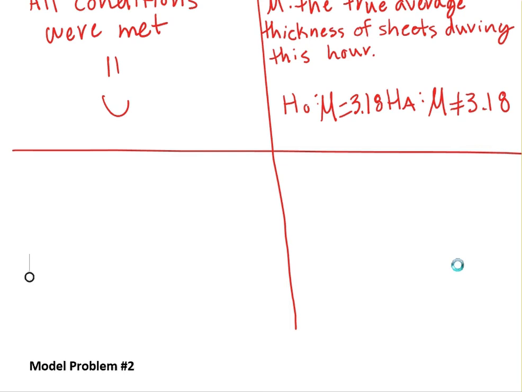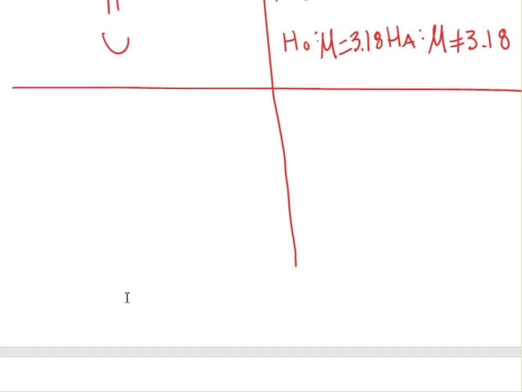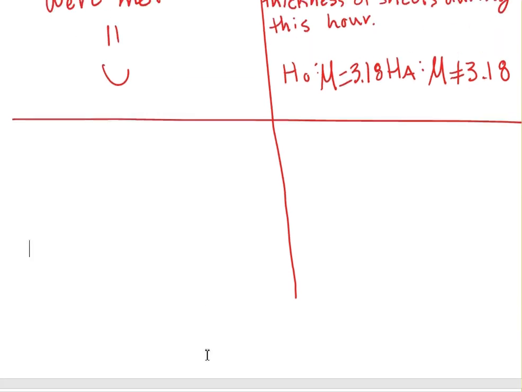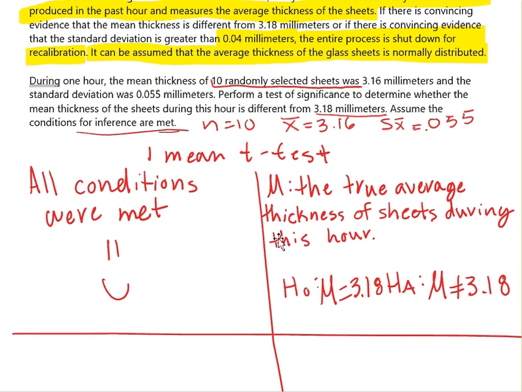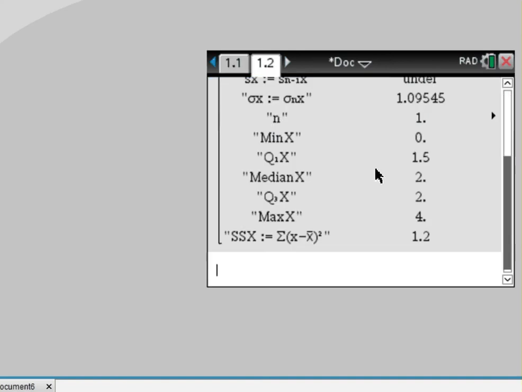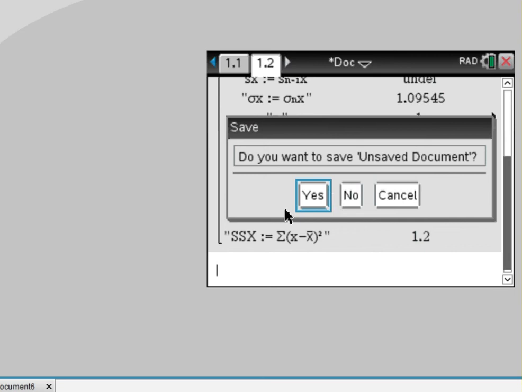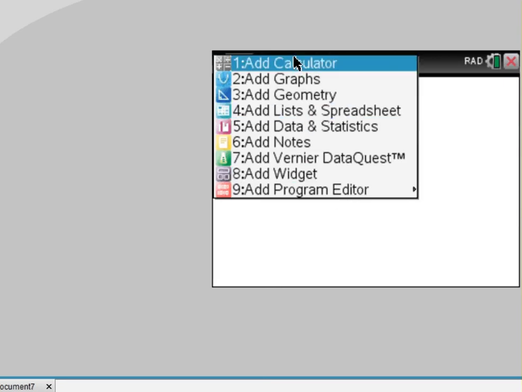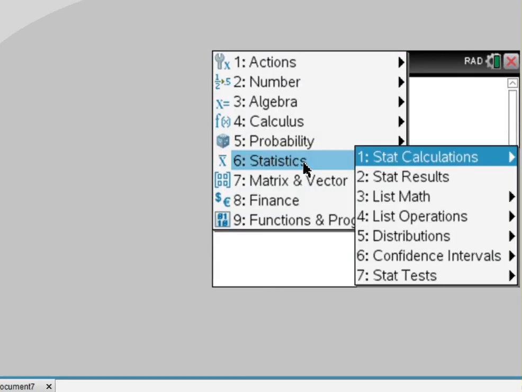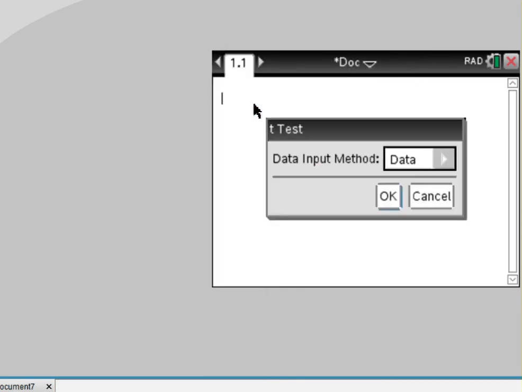So now we are going to do the math box. We're actually going to leverage our calculator and these summary statistics that I came up with. When we go over here to our Inspire, I'm just going to open a new document just to be safe. So I'm going to go to Menu, Statistics. I want to run a stats test, and I have one mean, so I'm going to run a t-test. And I have statistics in this example, so I'm going to hit stats.